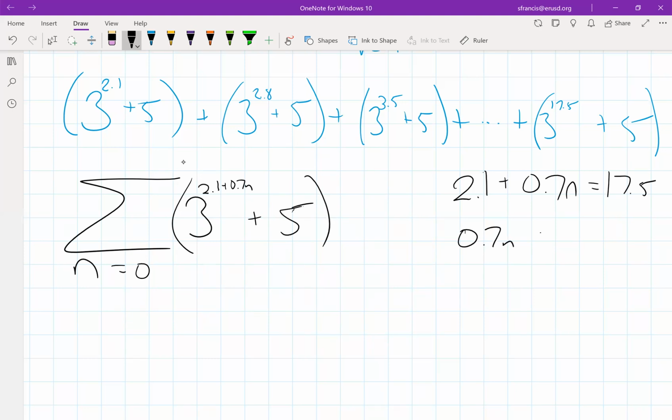And we get 0.7 n equal to, if I subtract 2.1, 15.4. And so n is 22. I must have some default in my head where I keep mentally calculating these things in the same exact way and ending at the same index. Anyway, there's an answer that works for screen number 18.